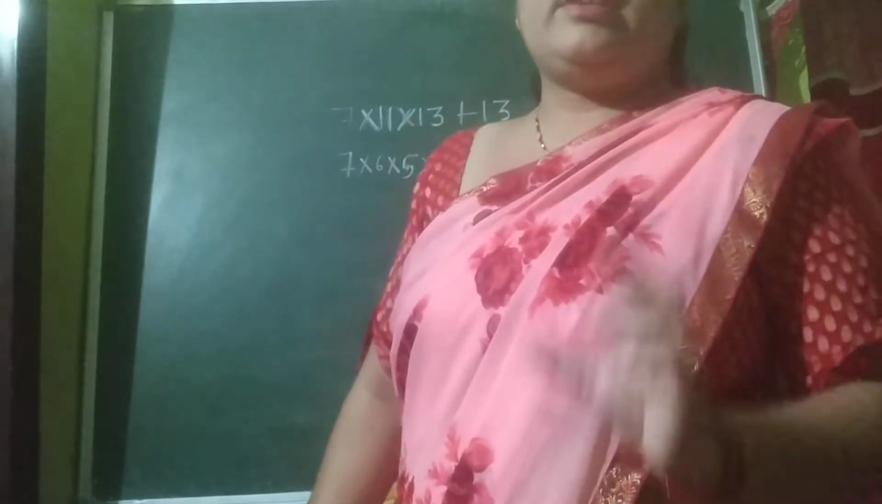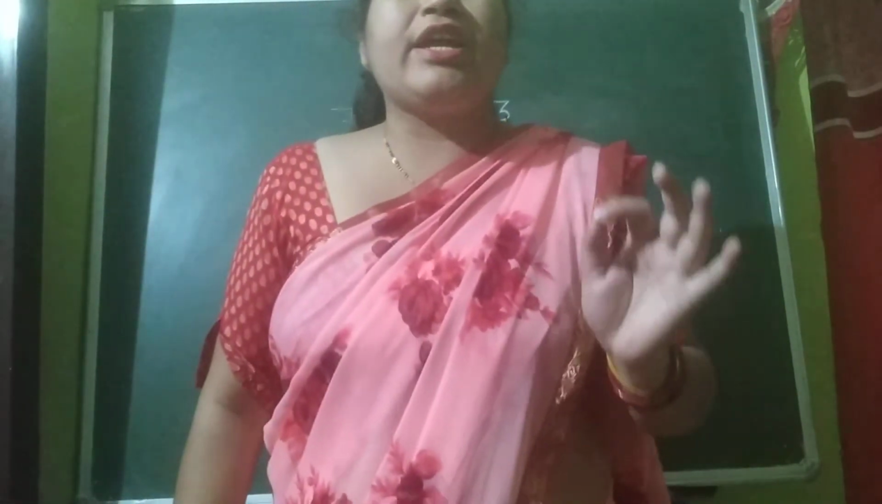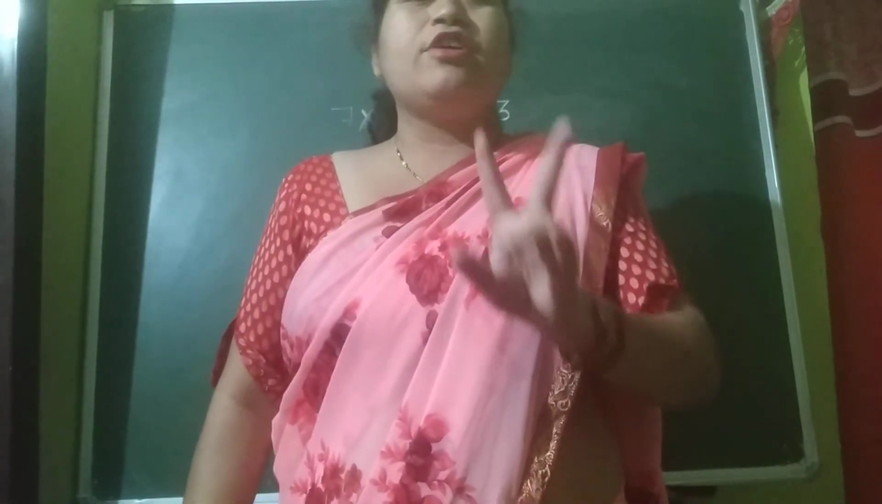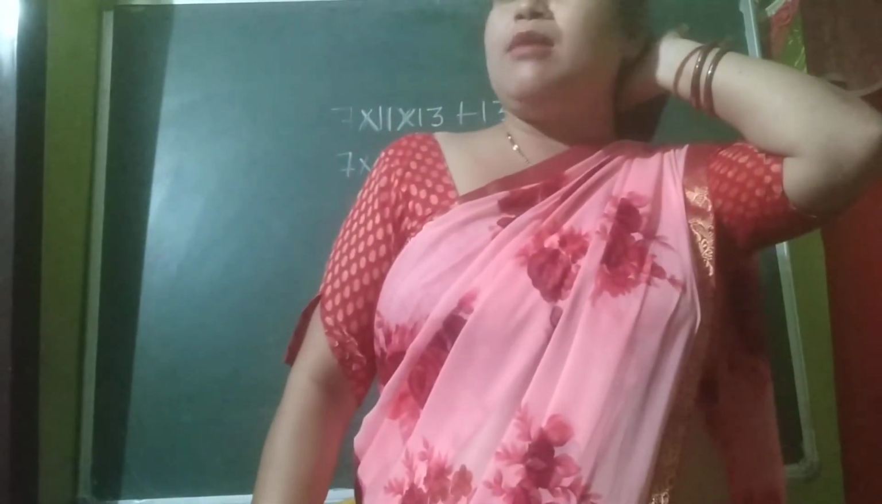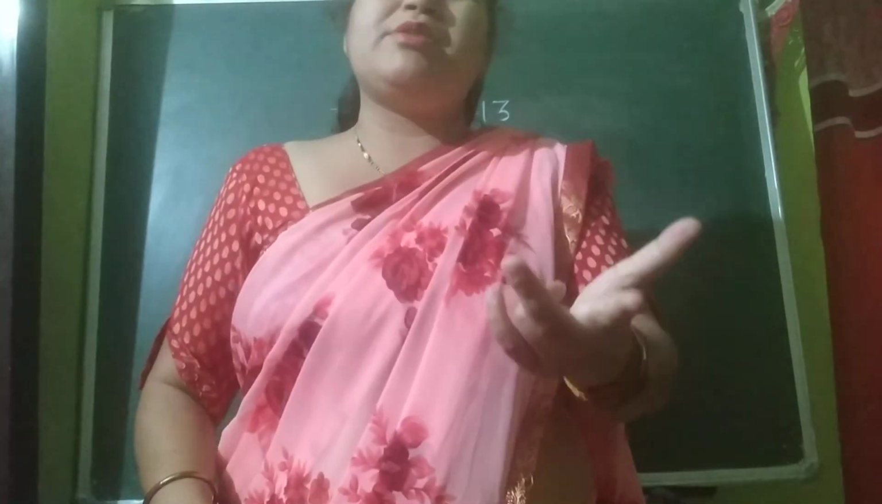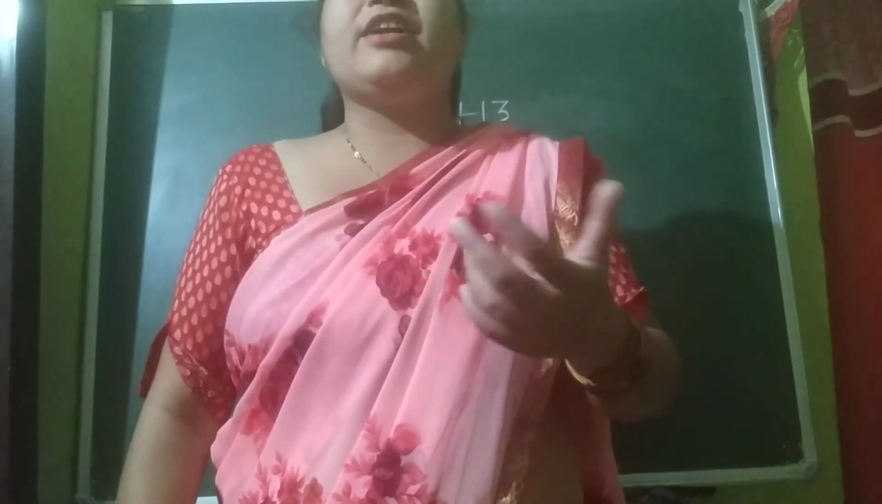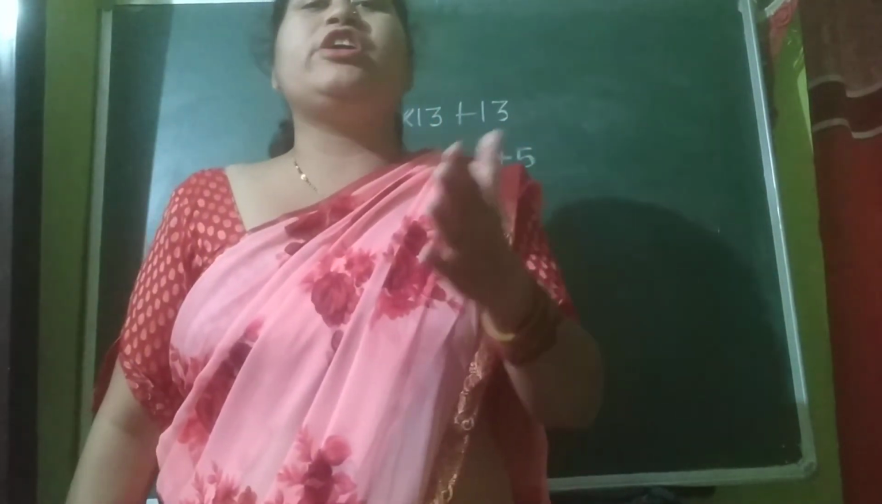You know the definition of composite numbers: composite numbers are those which have more than 2 factors. Prime numbers have 2 factors, 1 and itself, and composite numbers are those numbers which have more than 2 factors. So let's start it.